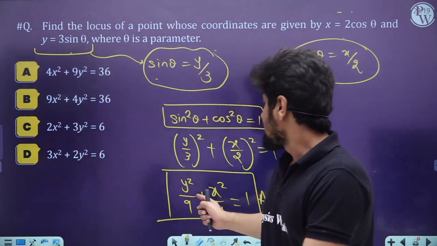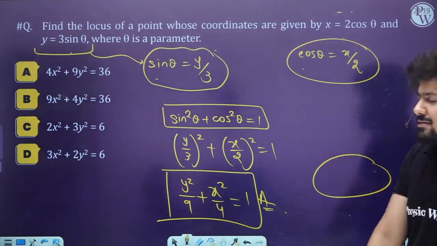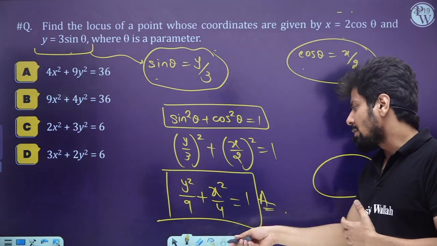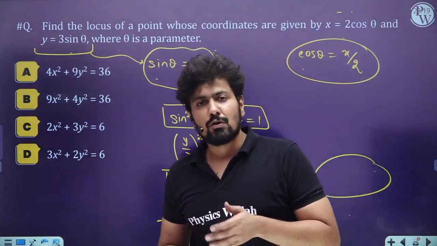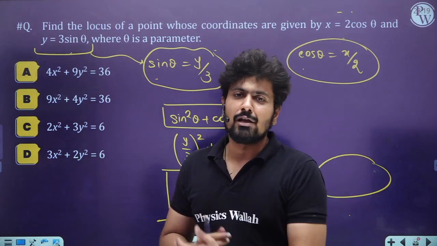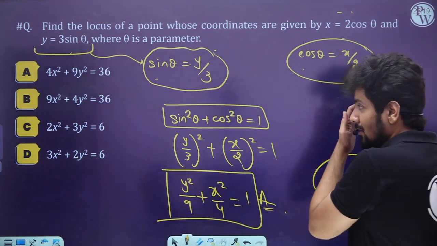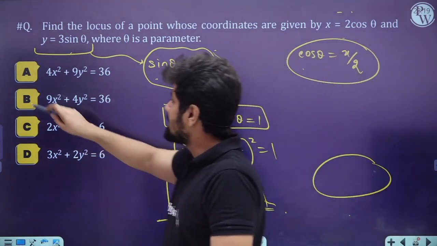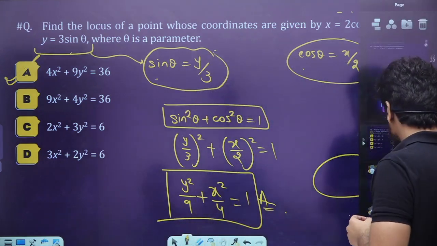This is the path, and this is the elliptical path. Just a suspense: later on in conic sections, you will learn that x square by a square plus y square by b square is the equation of an ellipse. But for now, you can take my word for it that this is the elliptical path. On taking the LCM, we get the equation 4x square plus 9y square is equal to 36. Option A is going to be our right answer for this question.